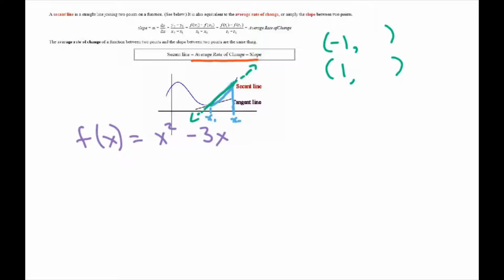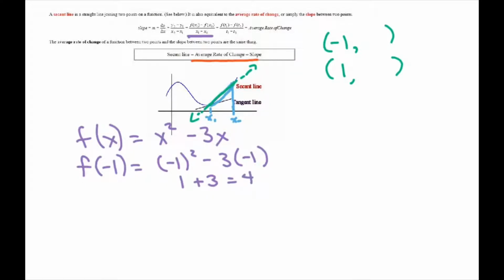So I need to find my y value first, or to use the formula there. So we're going to use f of -1. So that's -1 squared minus 3 times -1. So that's 1 plus 3, which equals 4. That's your y for -1. And for 1, you get 1 squared minus 3. So that's going to be -2.